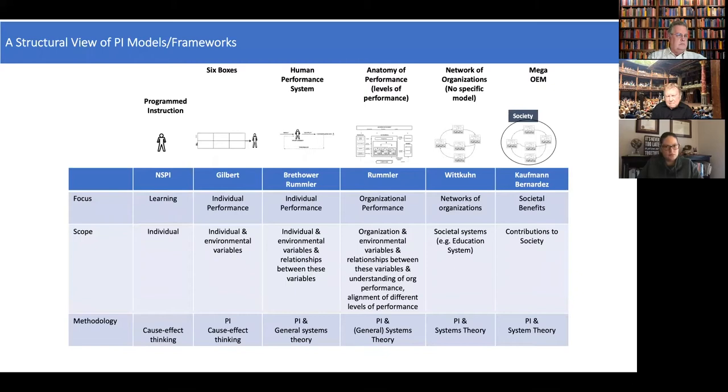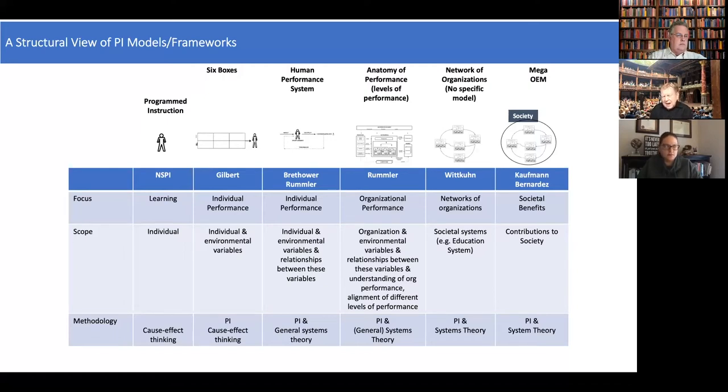Okay, then several years ago, and this came out of the book also, I was working with a friend of mine, Klaus Witkin. And Klaus and I were looking at what is sort of the progression of the different models out there. So the first models from NSPI were ideas that came around programmed instruction. And that was the founding of this through B.F. Skinner. And he had these basic ways of learning models, basically what they were.